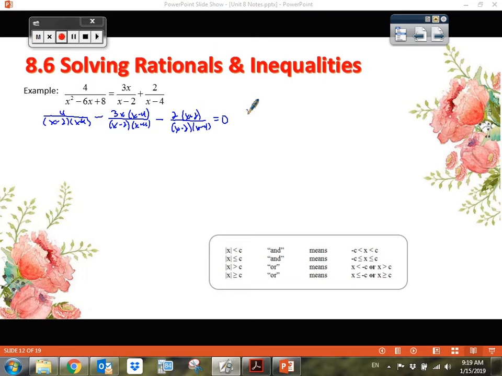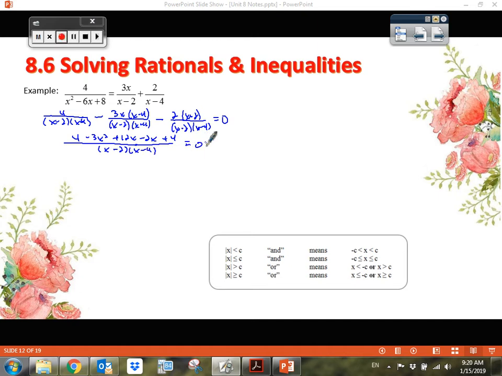So I'm going to combine all those together into one fraction. One option would be to go ahead and distribute this negative 3x as we go. That's what I'll do. So my numerator is 4. Negative 3x times x is negative 3x squared. Negative 3x times a negative 4 is a positive 12x. Continuing on, I have a negative 2 times x is negative 2x. And negative 2 times negative 2 is a positive 4. And that's all over our common denominator equals 0.